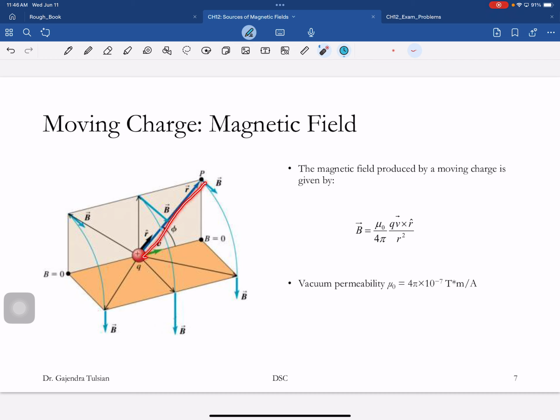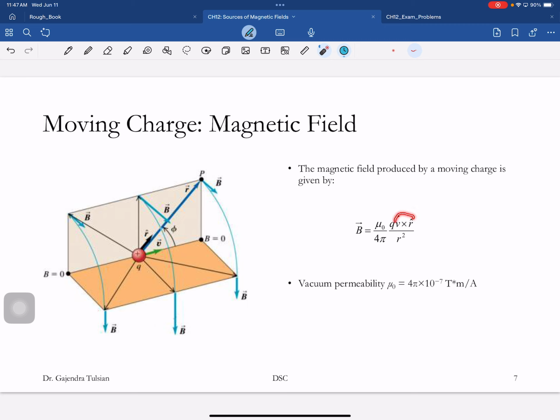Okay, r is the distance to that point. All right, so now let's look at this equation a little closer. Do you guys remember what the cross product of two vectors that are parallel to each other is? Zero. So if two vectors are parallel to each other, the cross product is 0. If two vectors are anti-parallel to each other, the cross product is also 0. Okay, so that's the first thing we'll notice.